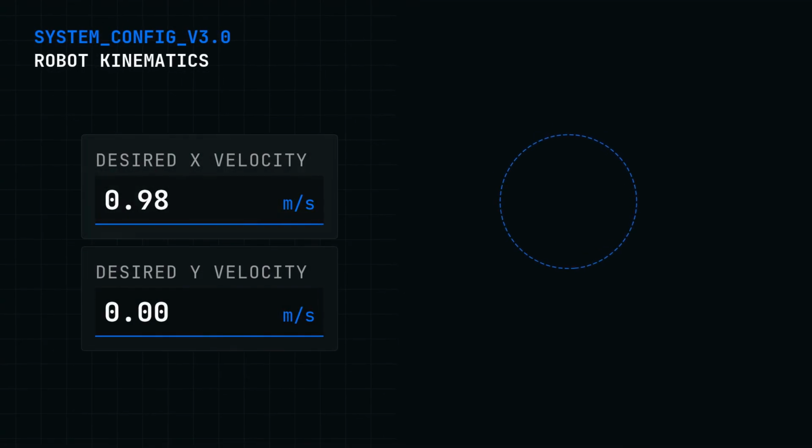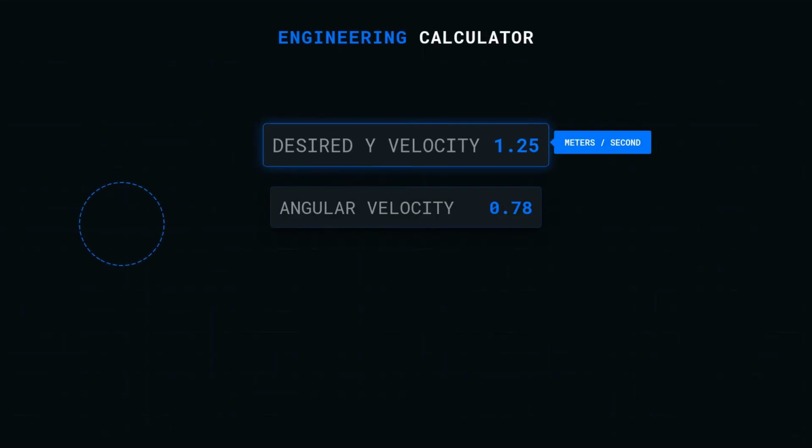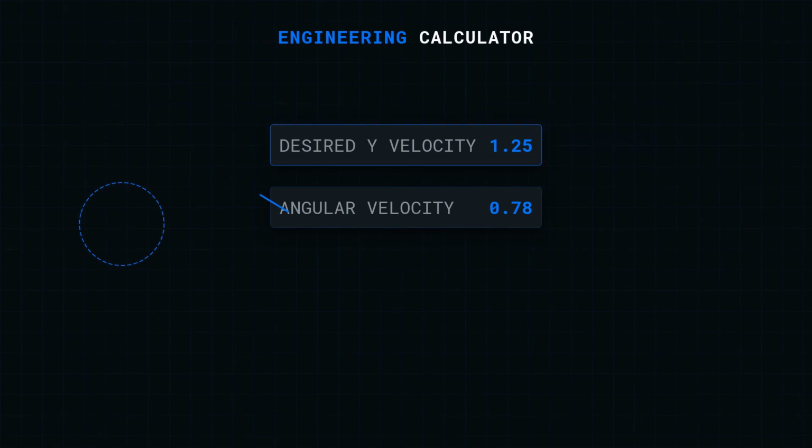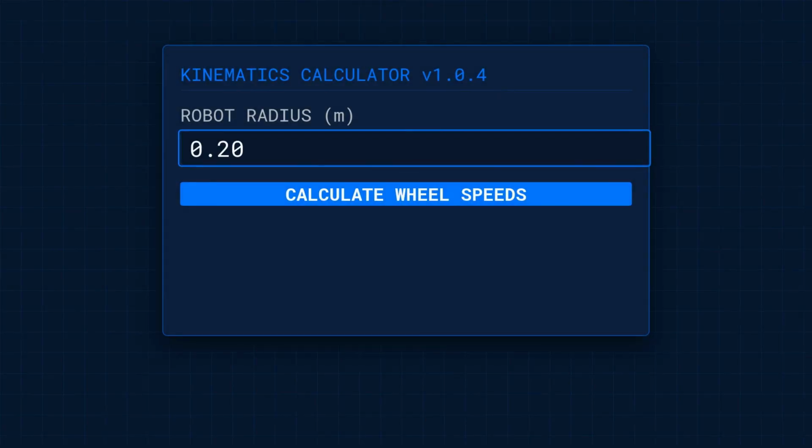Next, we enter the desired X velocity in meters per second, which controls the robot's forward and backward motion. Then the desired Y velocity in meters per second, controlling left and right motion. We also input the angular velocity in radians per second for rotational movement. Finally, there's the robot radius in meters, which defaults to 0.2 meters.